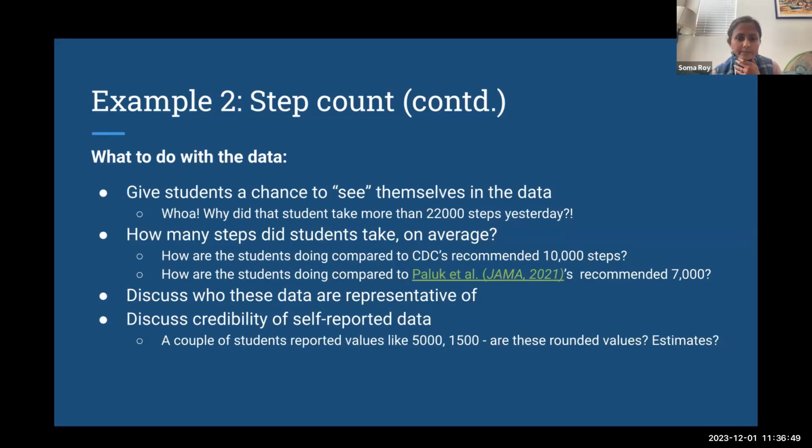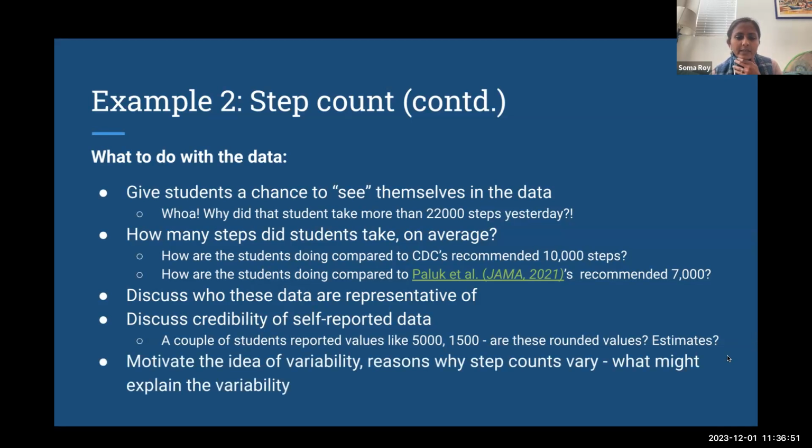It also motivates the idea of variability, right? That we are different. Maybe the person who was taking 22,000 steps is training for a triathlon, so if they are practicing for it, maybe that's why they have that kind of data. So what might explain the variability in our data?